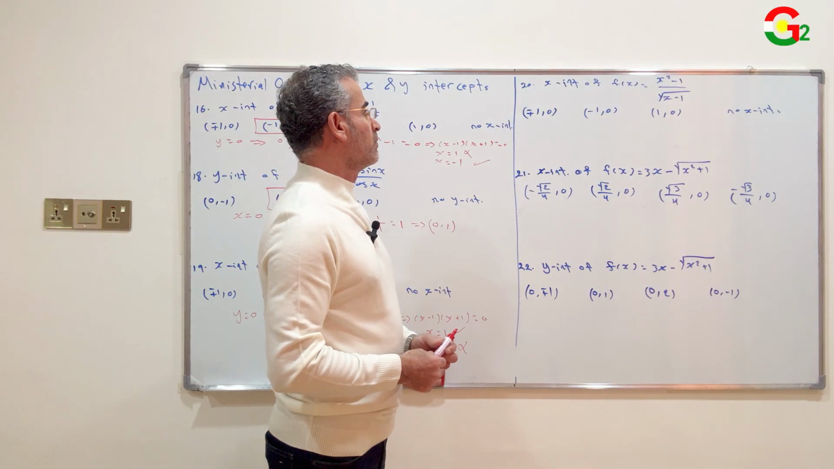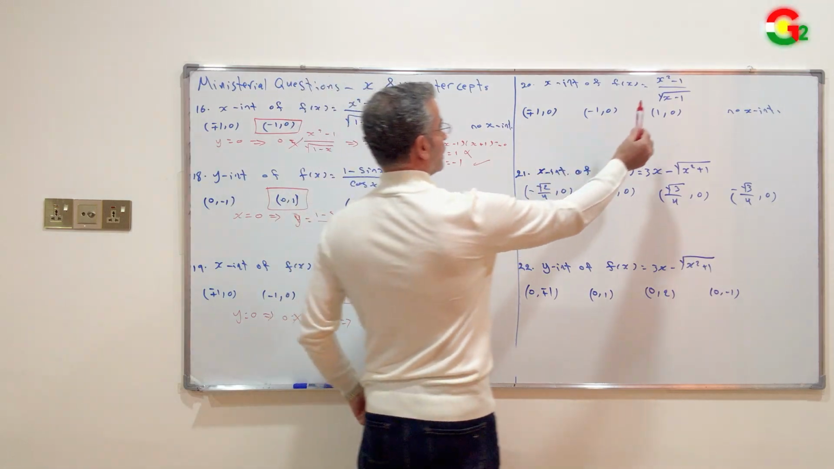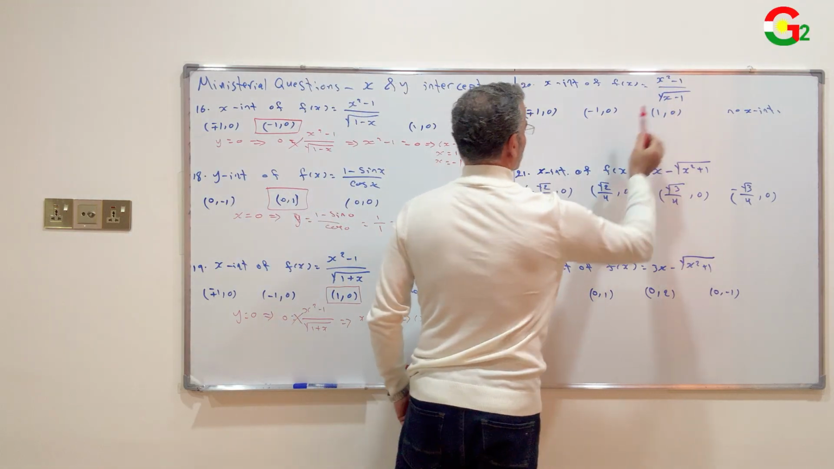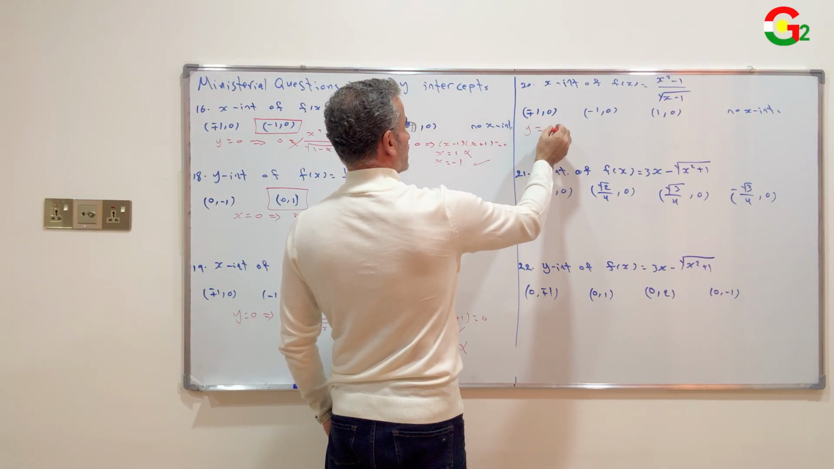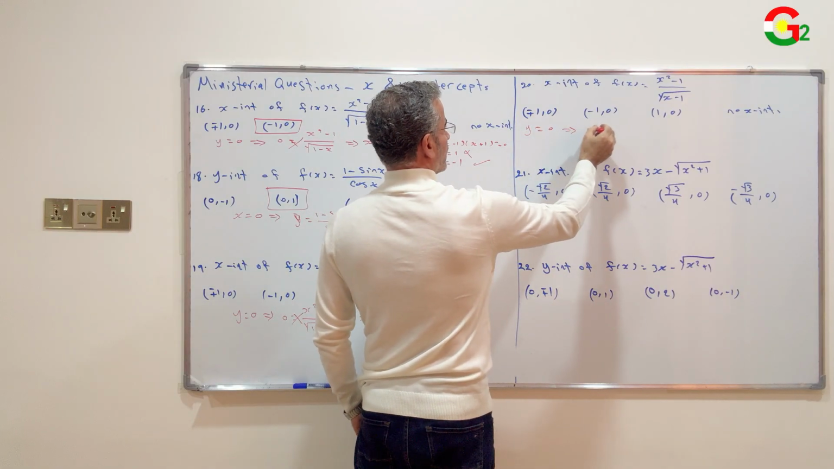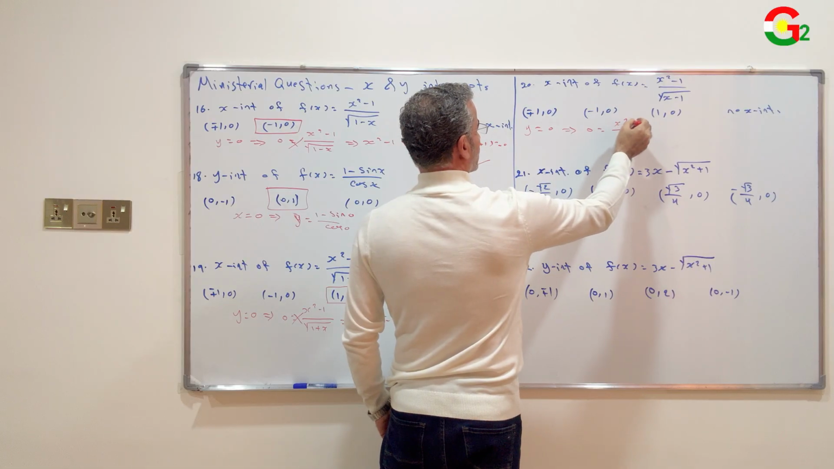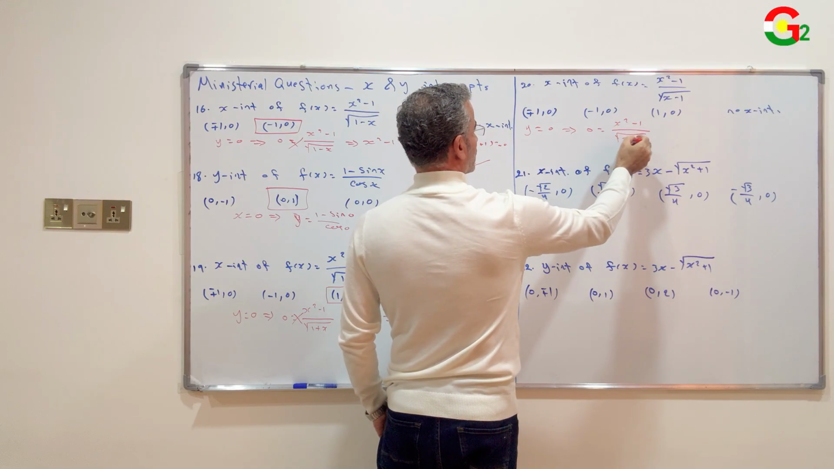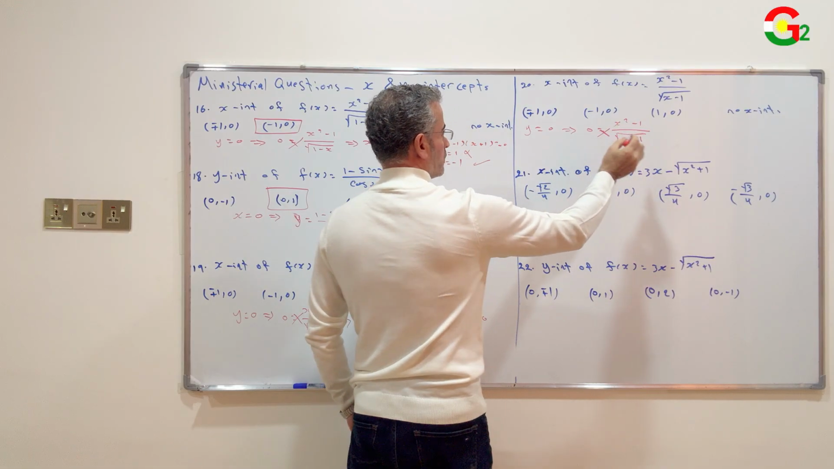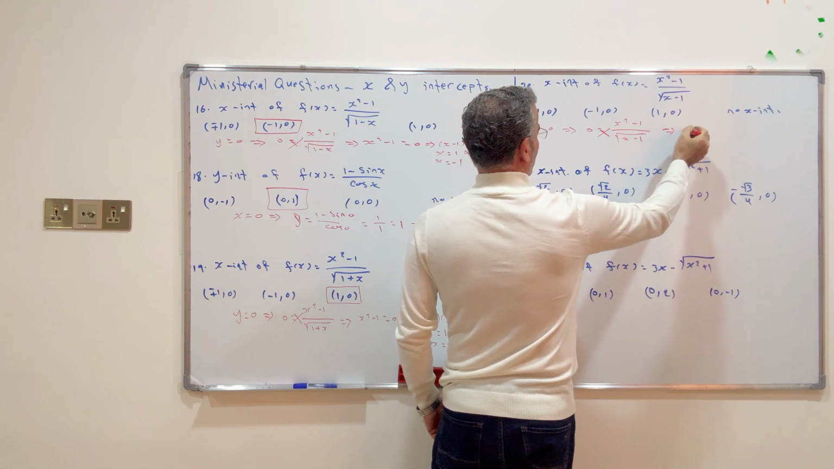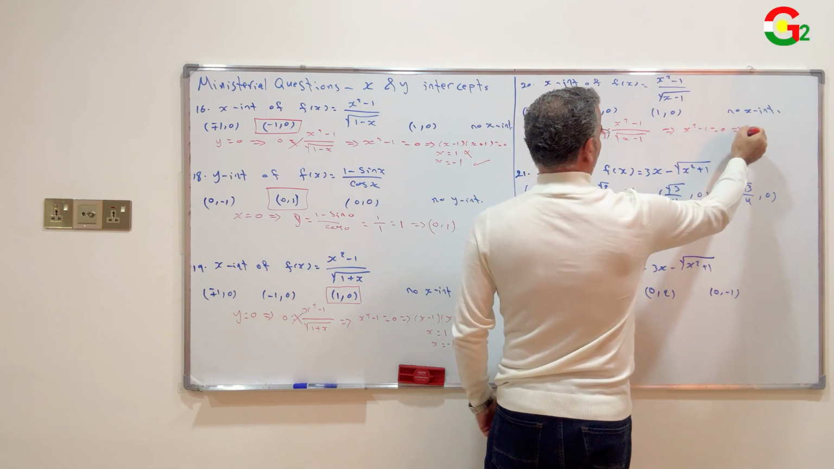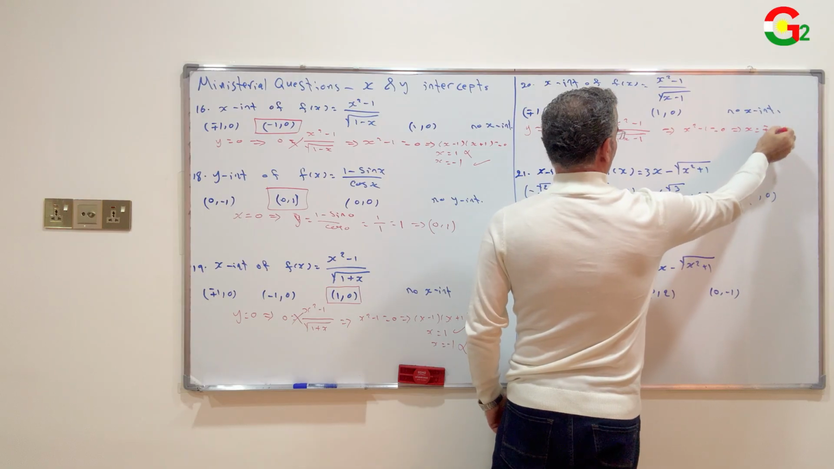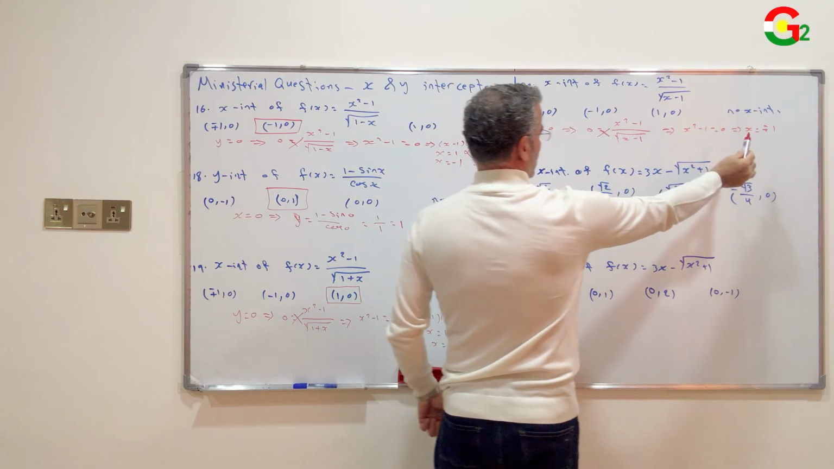Question number 20. Find the x-intercept of the function f(x) = (x^2 - 1) / sqrt(x - 1). For the x-intercept, we set y equals 0. Then 0 equals (x^2 - 1) / sqrt(x - 1). Cross multiplication. Then x^2 - 1 equals 0. Then x equals negative or positive 1.